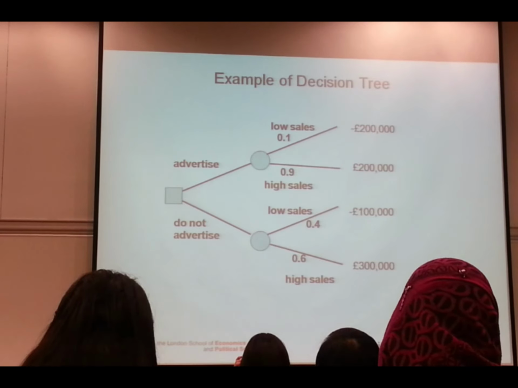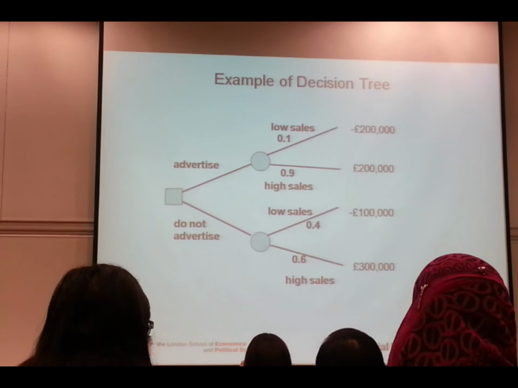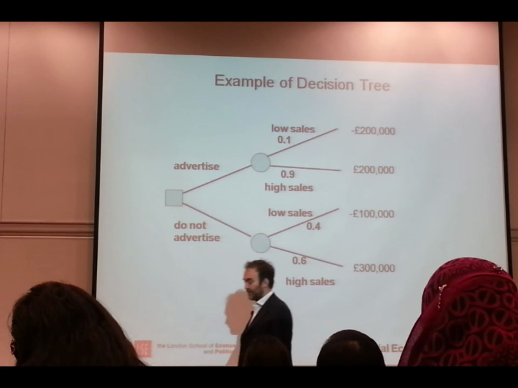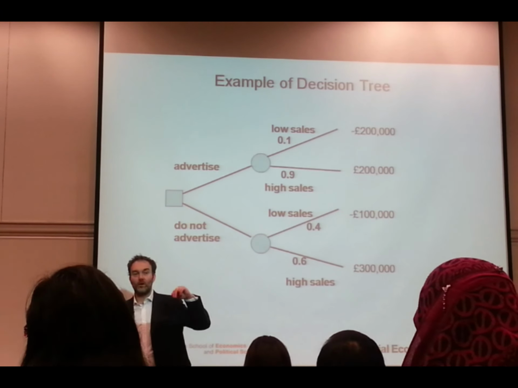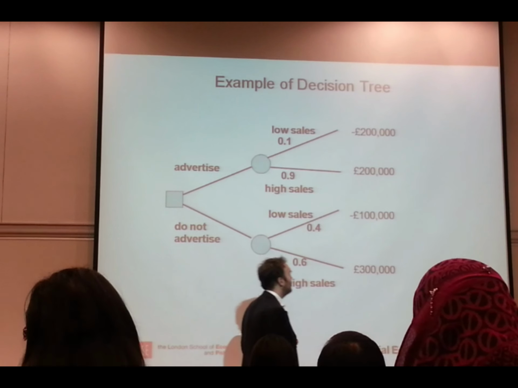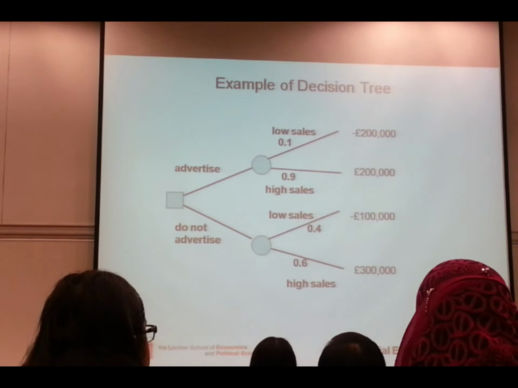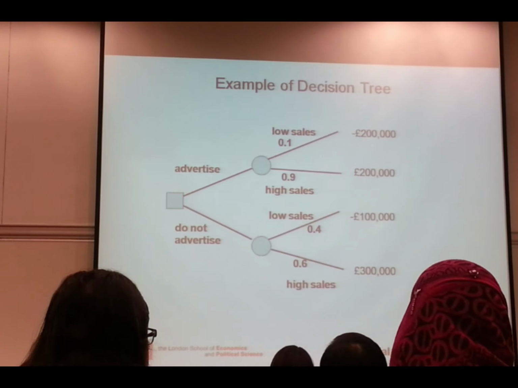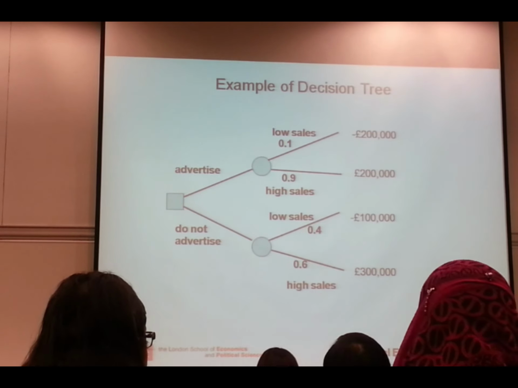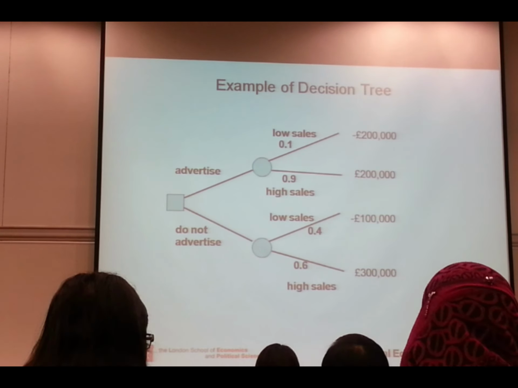If he does advertise, then there's a 90% chance that he makes high sales, and high sales means 300,000 minus 100,000 because he spent money on advertising, right? So that leaves you 200,000. And if you make low sales despite advertising, you're actually losing 200,000. But the probability of that happening is only 10%. Good, so what do we do in such a situation?